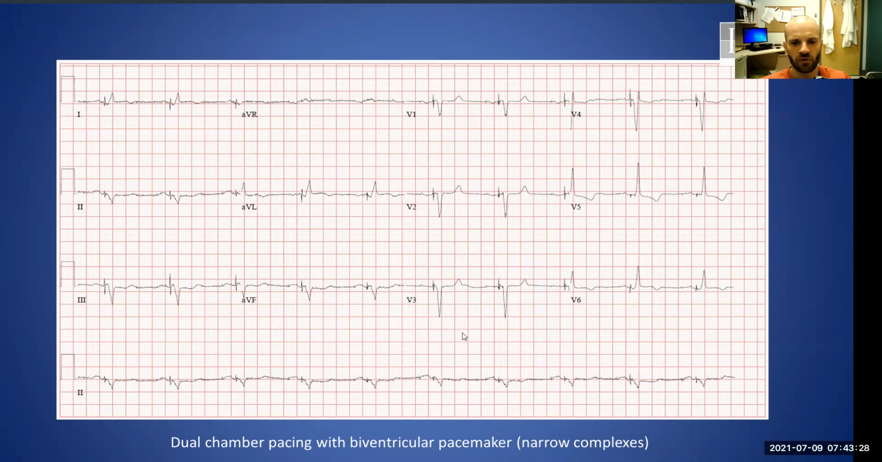Here we've got dual chamber pacing. We're pacing both the atria and the ventricles. We've got pacing spikes that are very small that you can see just before the P waves. You've got a pacing spike before every QRS complex.